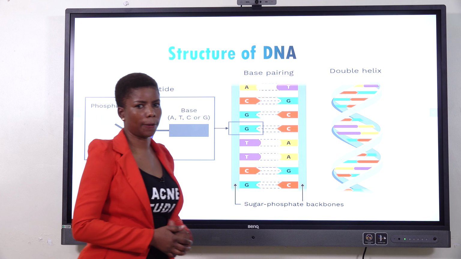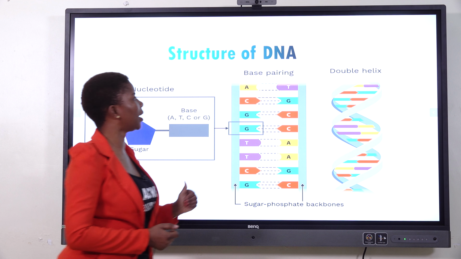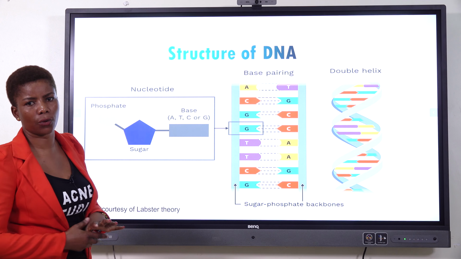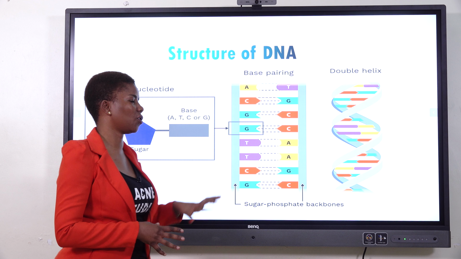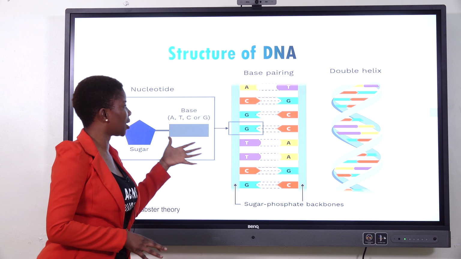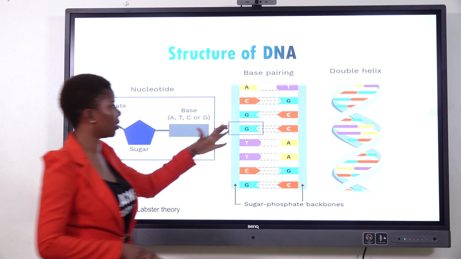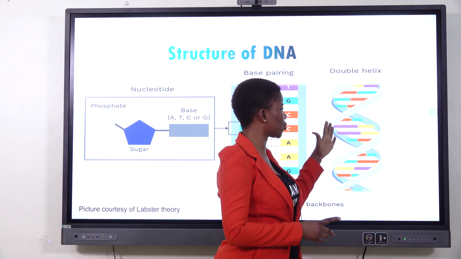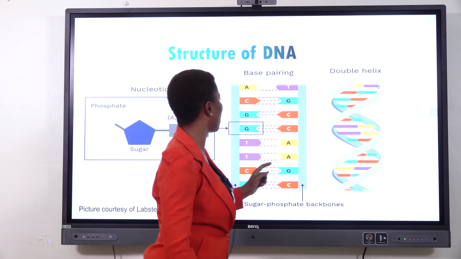Structure of DNA. DNA is the deoxyribonucleic acid. Its work is to determine what kind of amino acid, what kind of protein is to be synthesized within the body. Its structure, as you can see, is helical. It's folded, it's not linear, and it's double-stranded, meaning it has two strands that run antiparallel.